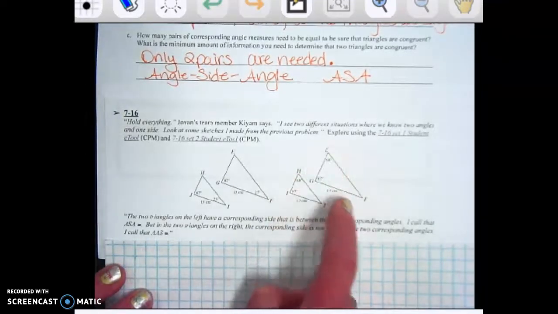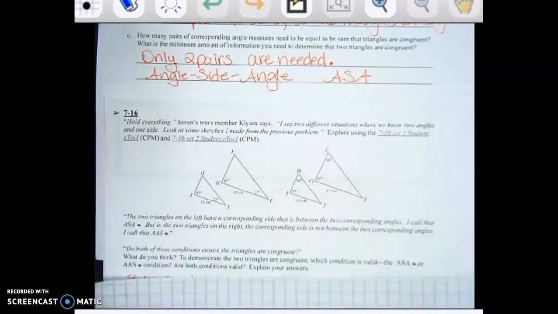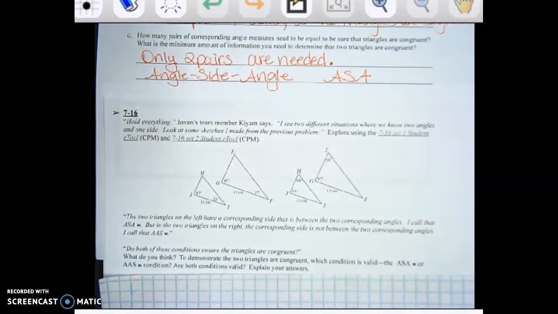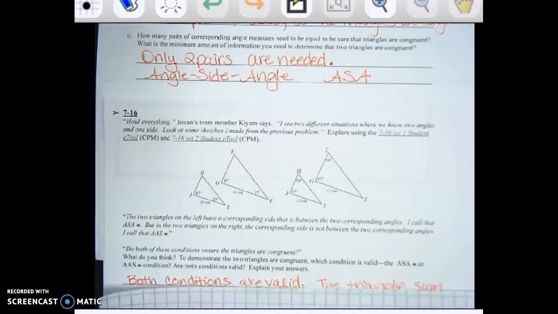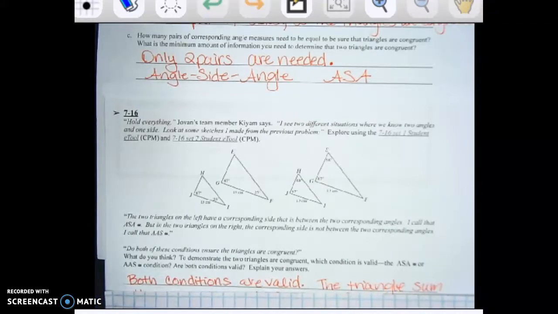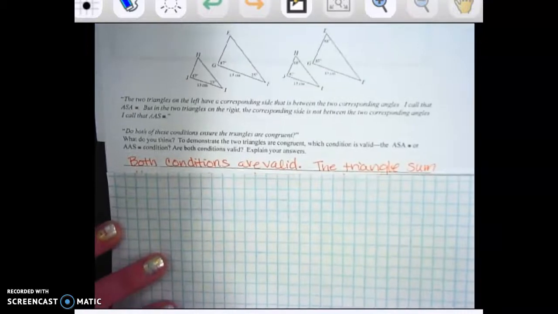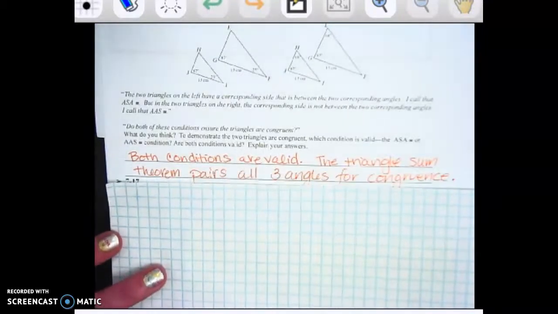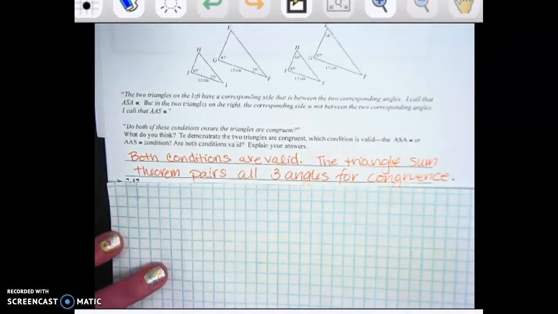Do both of these conditions ensure the triangles are congruent? What do you think? To demonstrate the two triangles are congruent, which condition is valid? The angle side angle or the angle angle side condition? Are both conditions valid? You say yes, both conditions are valid. The Triangle Sum Theorem is going to pair all three angles for congruence.